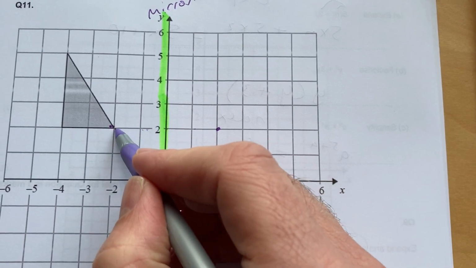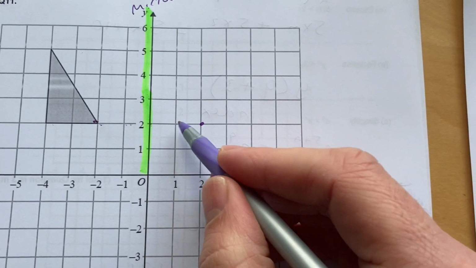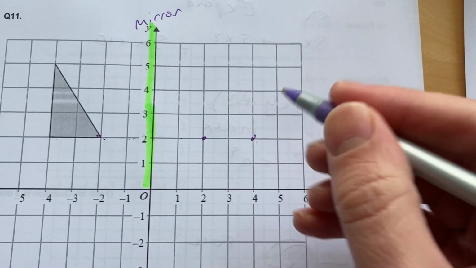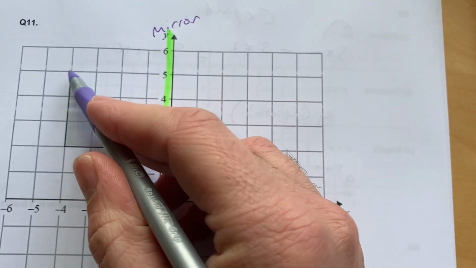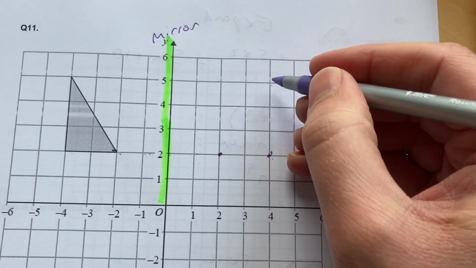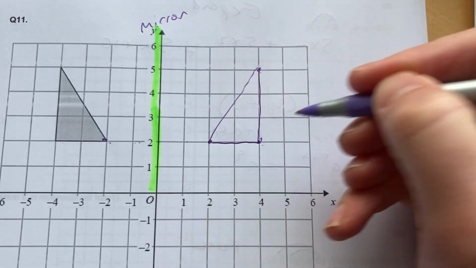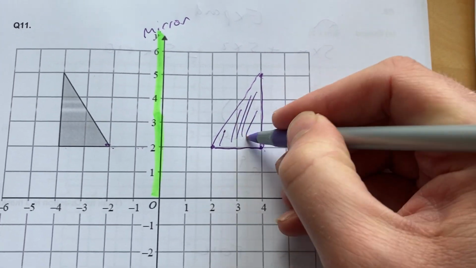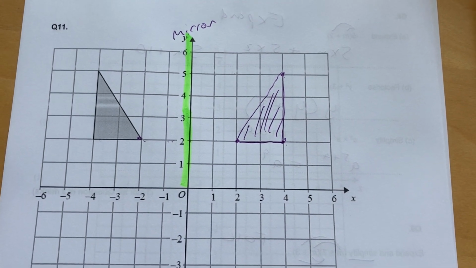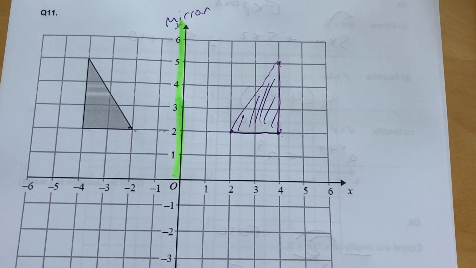That base is 1, 2, 3, 4 away from the line. That point there is 1, 2, 3, 4. So 1, 2, 3, 4 away this way. Preferably use a ruler, just because I'm using one hand. And then there we have a reflected triangle in the y-axis.